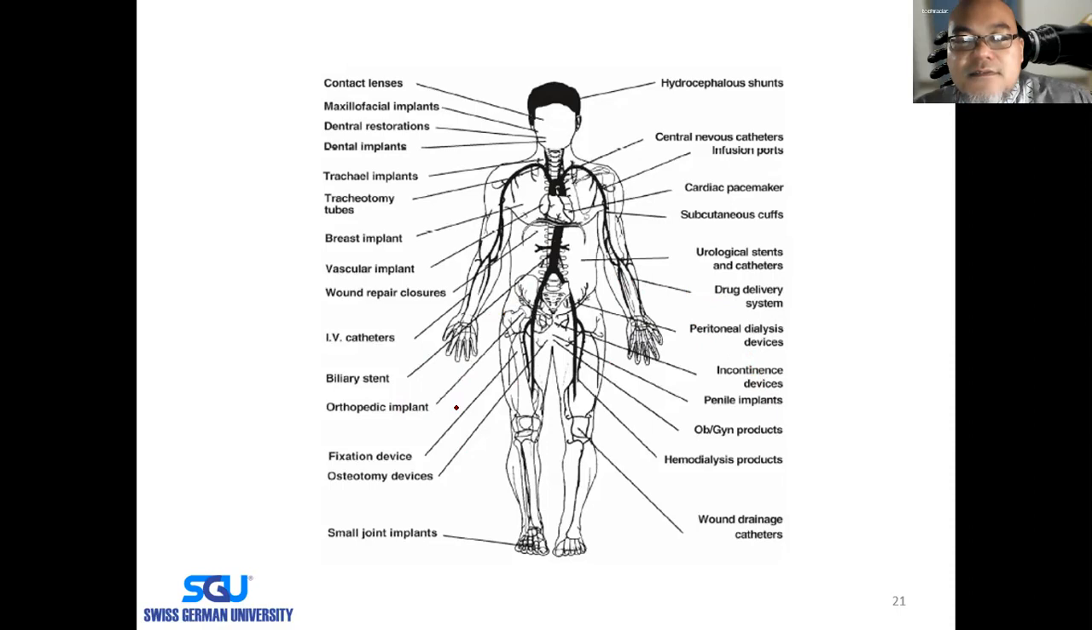Biliary stents, orthopedic implants like this hip replacement. Also, there is knee replacement, small joint implants, etc. Hemodialysis products. All of them need the application of certain materials, biomedical materials.